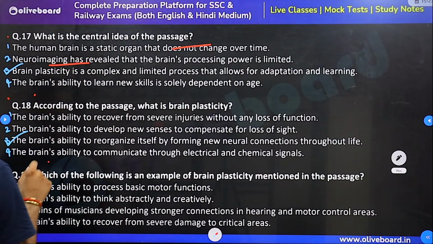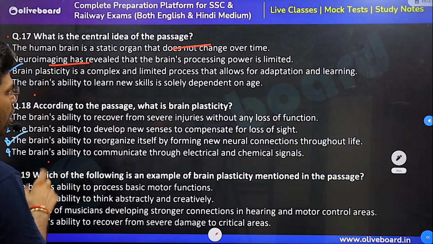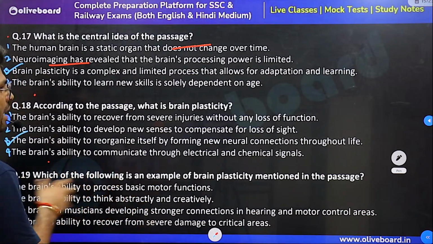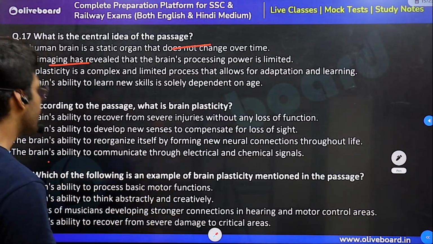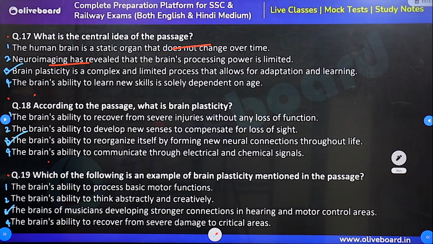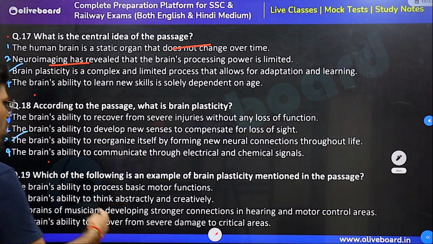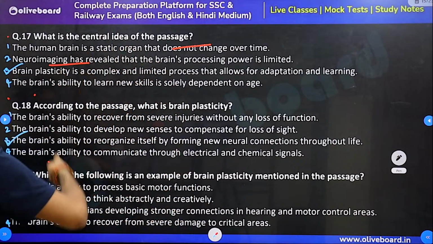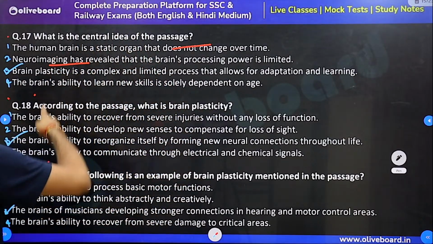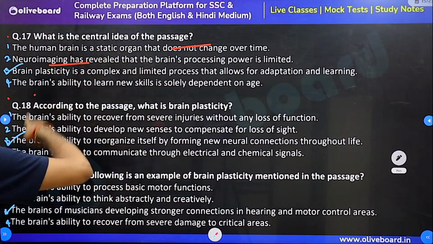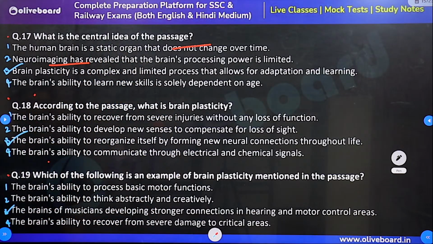Brain plasticity is a complex and limited process that allows for adaptation, learning, creativity. Yes, I can say this. Brain's ability to learn new things is dependent on age. Yes, it is. But throughout the passage, we are not discussing age as an important factor when it comes to learning new skills for the brain. No, see the most appropriate choice.